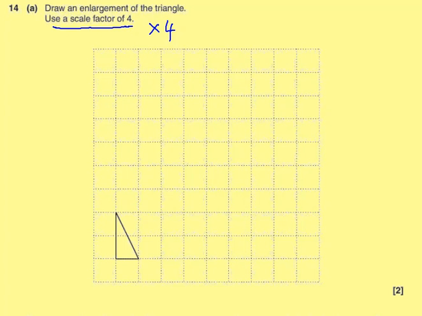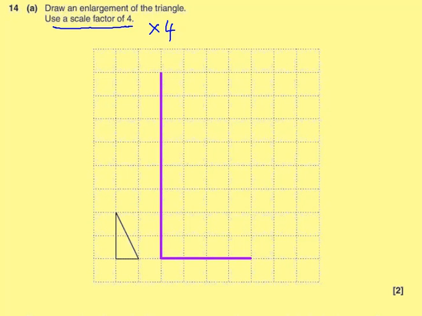So we simply want to draw a base length. Our original base length is 1 square, so because we're timesing by 4, we're going to draw 1, 2, 3, 4, and now the new triangle is going to have a base of 4. Similarly with the height, we had a height of 2, so here we're going to multiply that by 4 to give us 8. 1, 2, 3, 4, 5, 6, 7, 8.